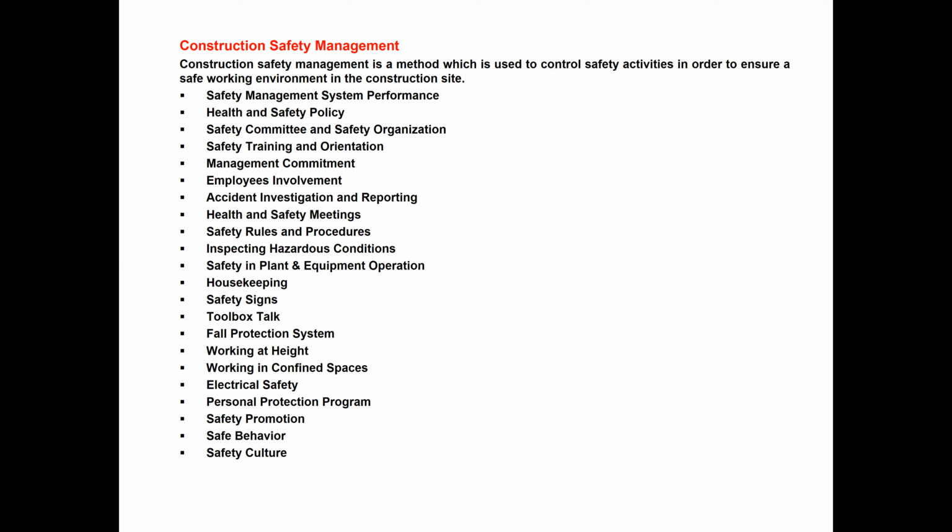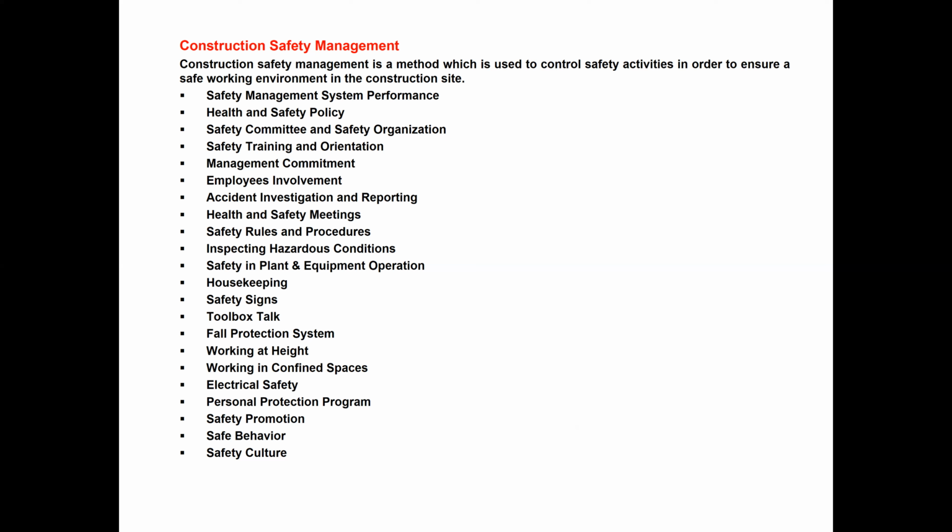So we should have safety rules and regulations. In every country there are safety rules and regulations. Like in the US, there is OSHA, the Occupational Safety and Health Administration. They issue the safety rules and regulations, so we have to follow those safety rules and regulations on our construction site.